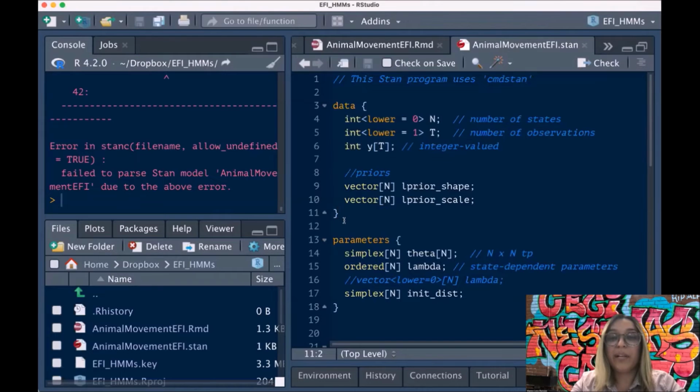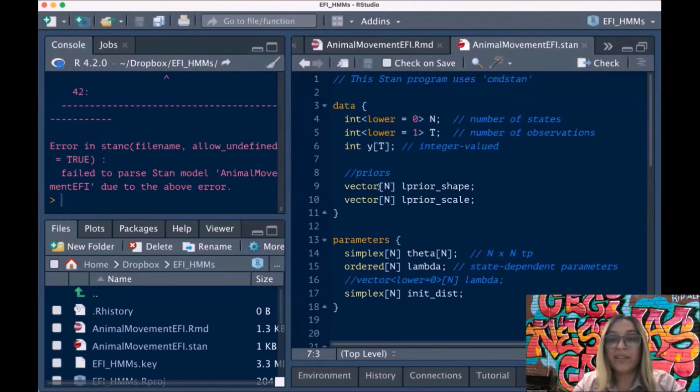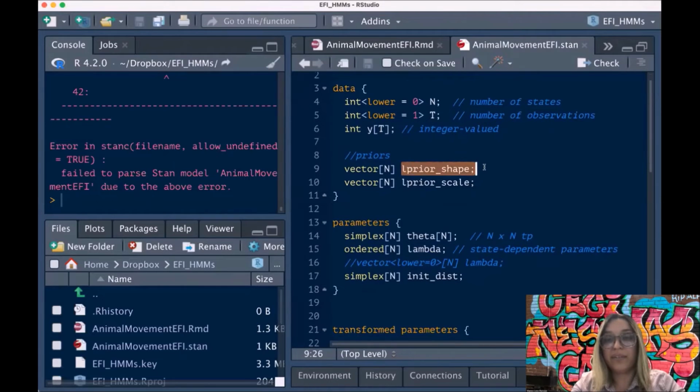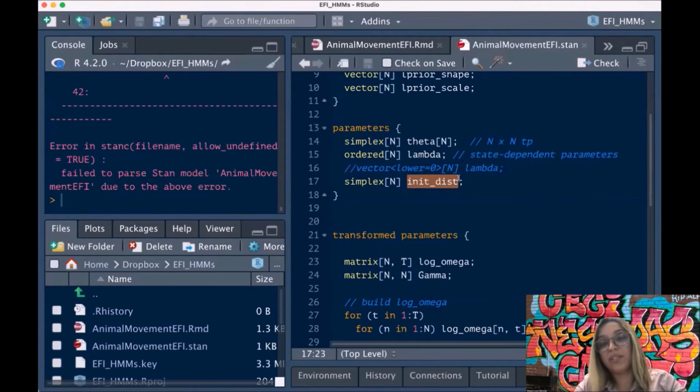So Stan code is written in blocks. You have a data block, where it's the information that we're going to provide to the model. So we're going to specify the number of states, specify the number of observations. We denote that our observations are integer valued, which we need to do if we want to model it via a Poisson distribution. And then we'll have some prior values for the lambda parameter of our Poisson distribution for each state. We want to estimate the transition probability matrix. We want to estimate the state-dependent parameters. We want to estimate the initial state distribution.